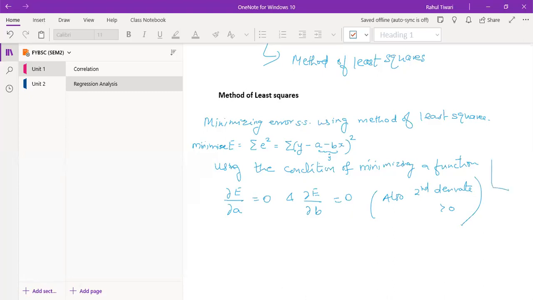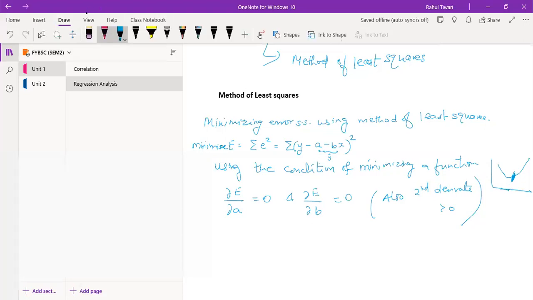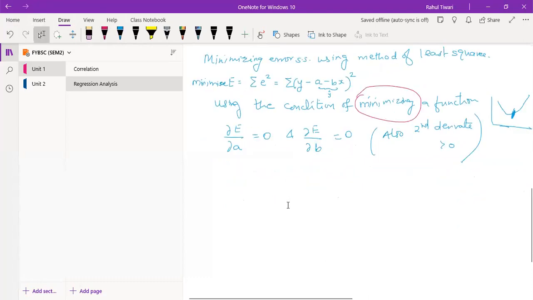That means that your graph will be like this. Look at this, this is the value of the minimum. So, using these concepts of minimization, one can use this condition: first derivative equated to zero and second derivative should be positive. But we are not working on the second derivative. It is assumed that the second derivative is going to be positive. If you do it, the answer will definitely be positive. So we need to understand the first derivative and equate it with zero.